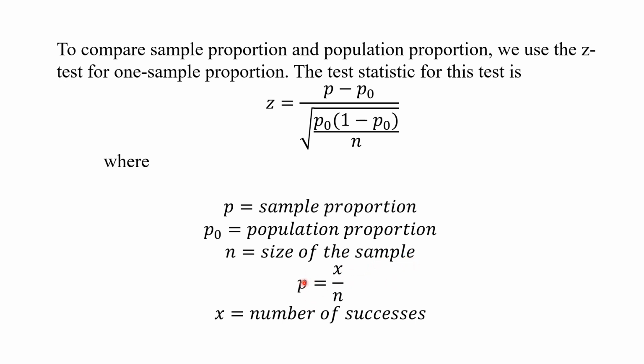Then to compute for the sample proportion or the p, that is equal to x all over n. So si x, yan yung number of success. Then si n, yan yung ating sample size.